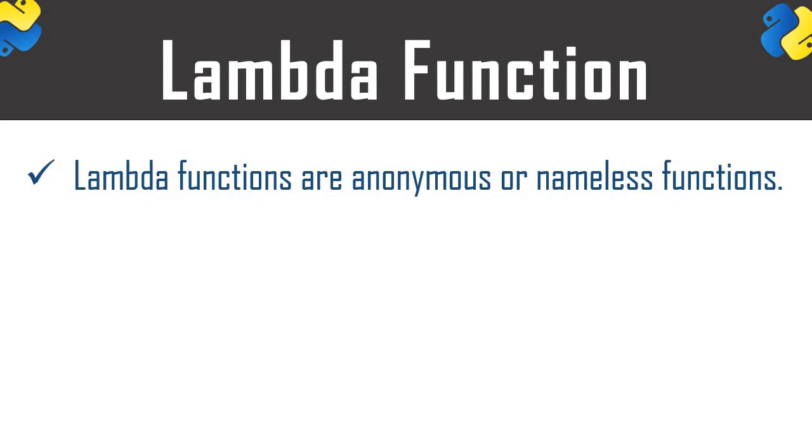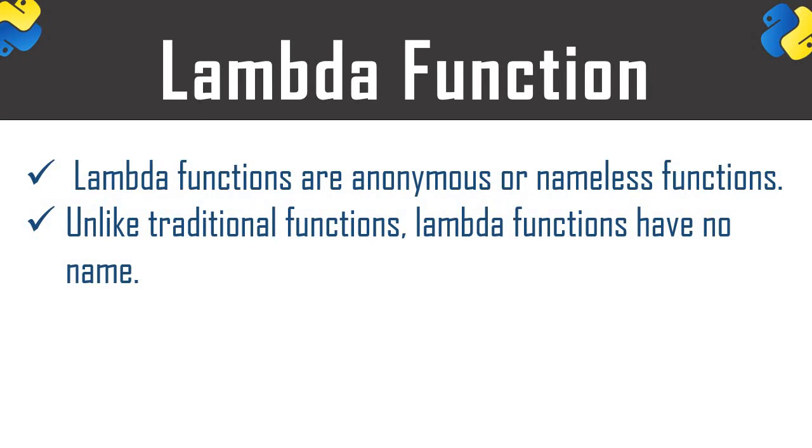Lambda functions are anonymous or nameless functions. These are a special type of function. Unlike traditional functions, lambda functions have no name. As in our traditional functions, we are giving a name to our function, but in a lambda function, we need not give a name to the lambda function. So that's why they are known as nameless functions.